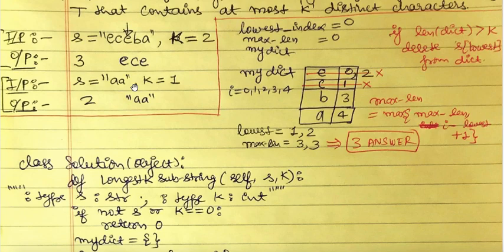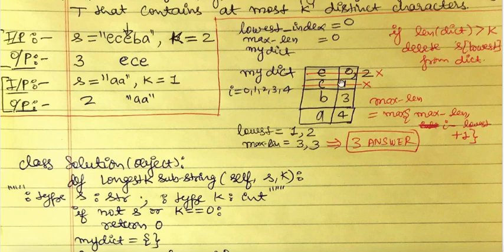So let's take some example like ECEBA, or take some example which is larger, and also it's good to take some example where you have repetitions of characters, and then play with this algorithm and try to see if you are always getting the right answer, and you will get the right answer.